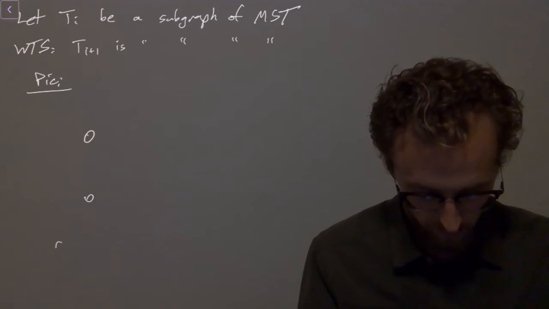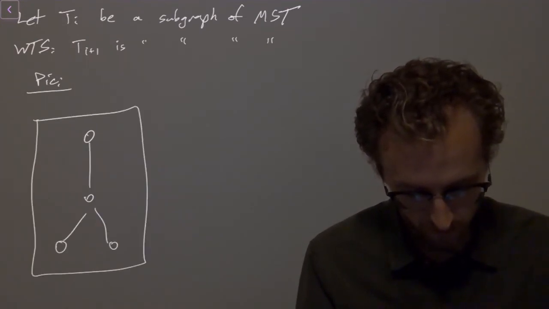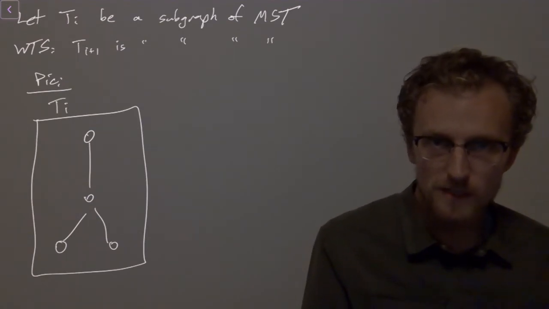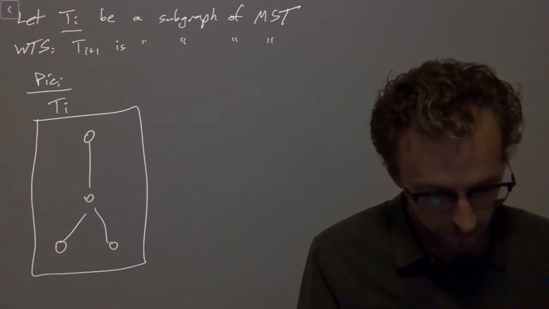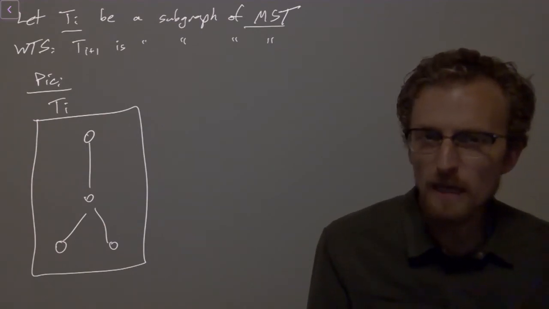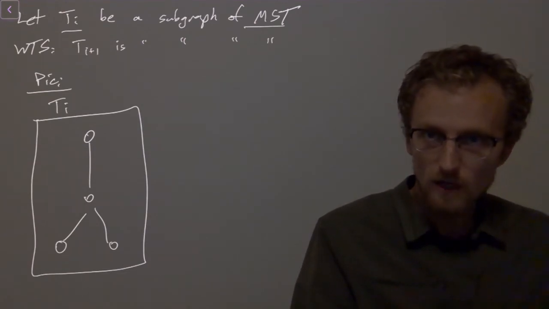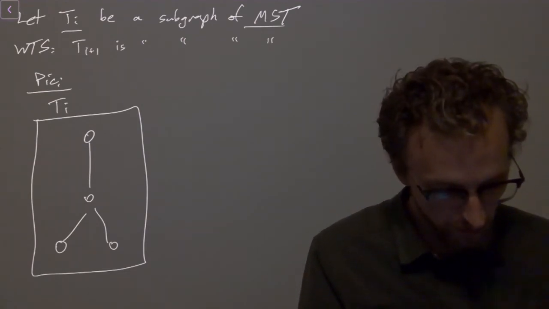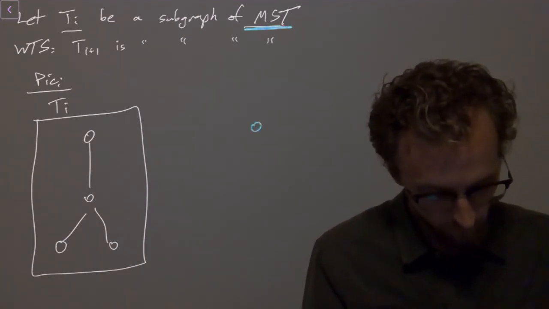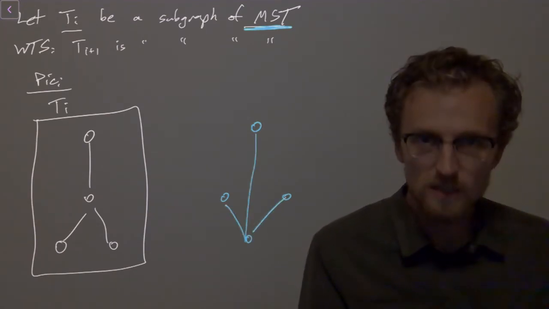I'm just going to draw a hypothetical Ti right here. Let's call this graph here Ti. And what is our hypothesis here? Our induction hypothesis is that Ti is a subgraph of an MST. So let's draw the rest of that MST. We know that it exists, right? By assumption, Ti is a subgraph of an MST. So let's draw the rest of this MST in blue. The rest of this MST, just for the sake of argument, looks like this. That'll be a reasonable way to draw it.